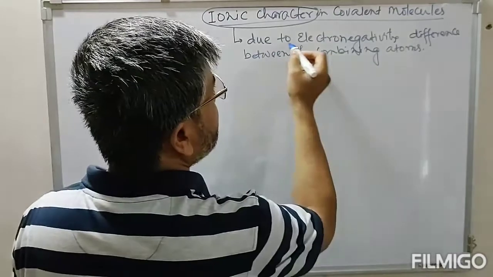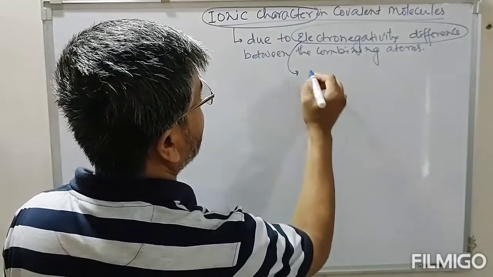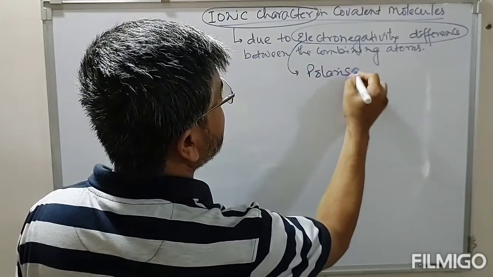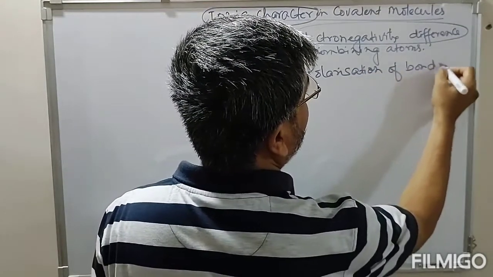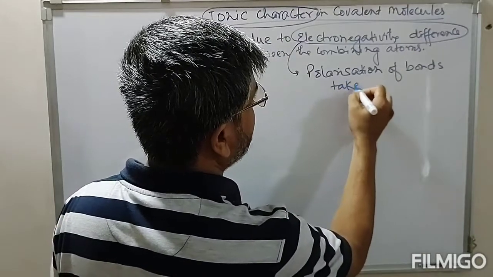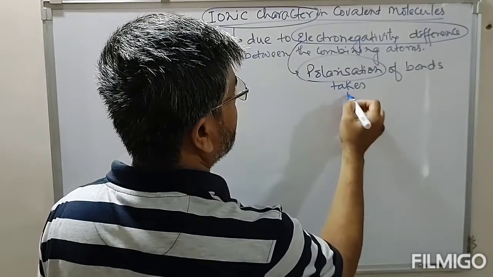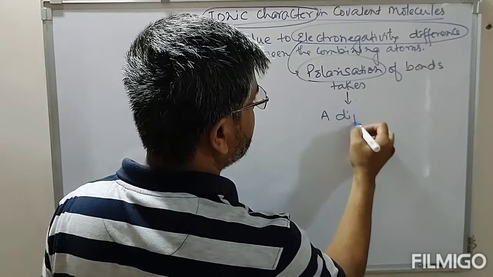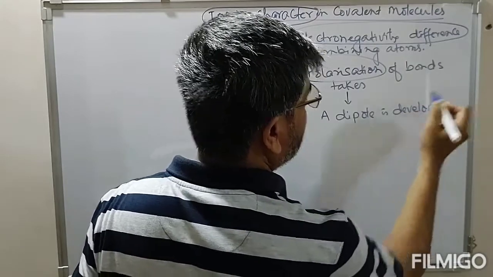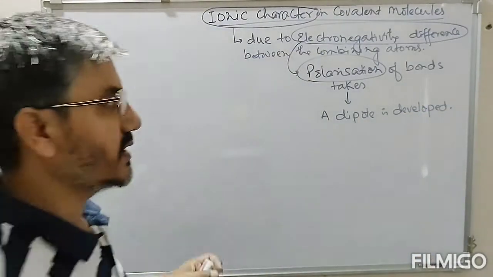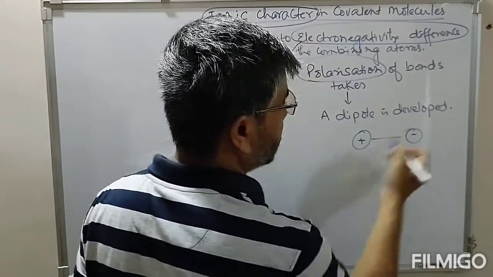So due to this electronegativity difference, polarization of bonds takes place. Due to this polarization of bond, a dipole is developed. That means a positive pole and a negative pole. So we have this a positive pole and negative pole, that is dipole.